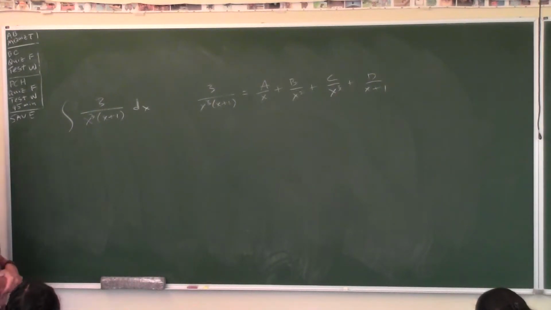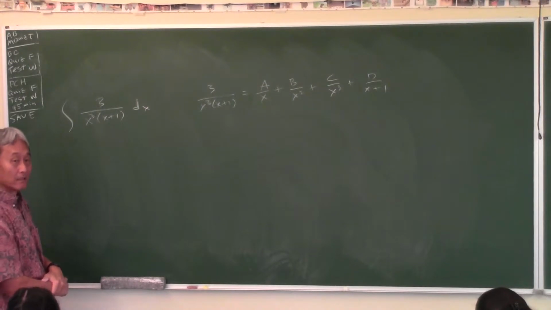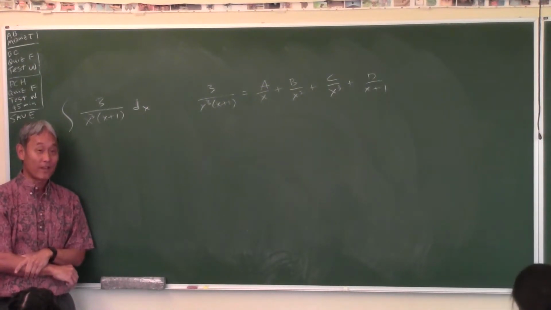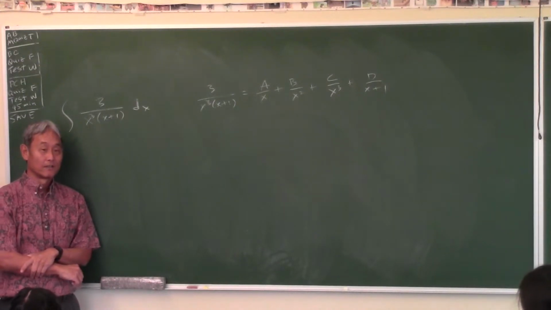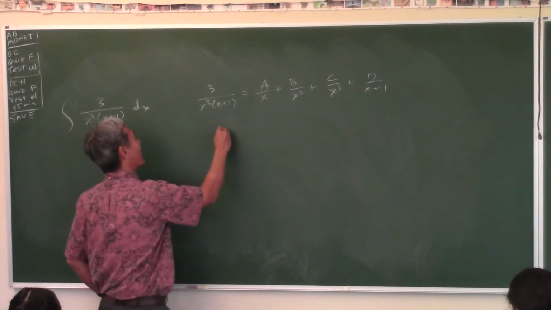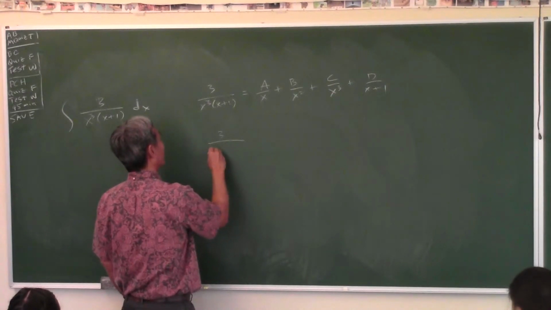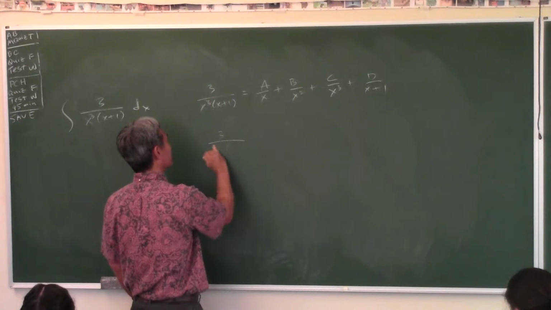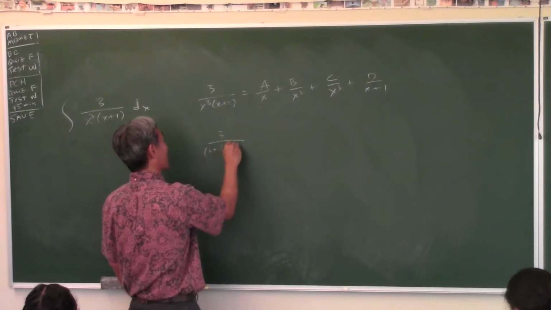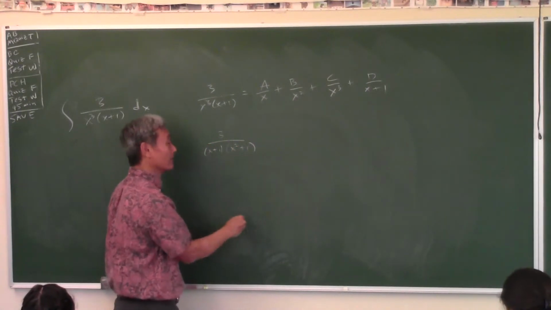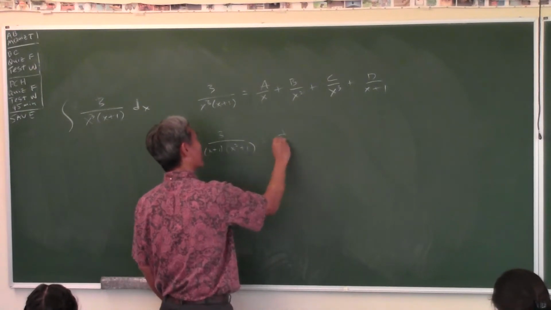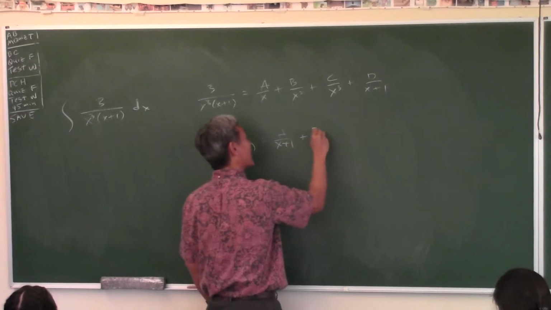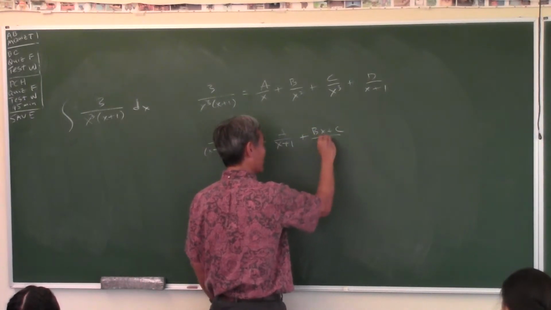There's the one that's like ax plus b. So you did learn it last year. That's the quadratic factor. How would it look under the denominator? Okay, if you have something over x plus 1 times x squared plus 1, then you go a over x plus 1, plus bx plus c over x squared plus 1.